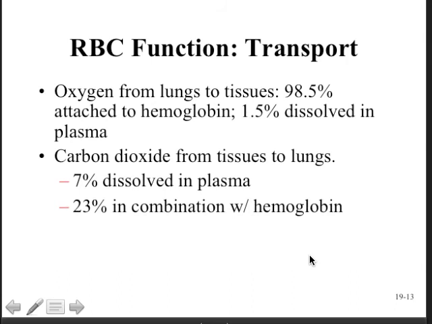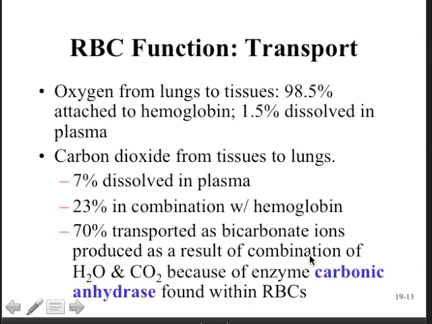7% is dissolved in the plasma, 23% in the hemoglobin, and 70% is transported as bicarbonate, generated as a result of a combination of water and carbon dioxide and the action of the enzyme that catalyzes that reaction, carbonic anhydrase. Okay, so where are these bicarbonate ions? They're in the plasma. They're also found in the red blood cells. Okay, most of the carbon dioxide is not found bound to the hemoglobin. But that's not to say that the CO2 that's bound to the hemoglobin isn't critically important. It is.